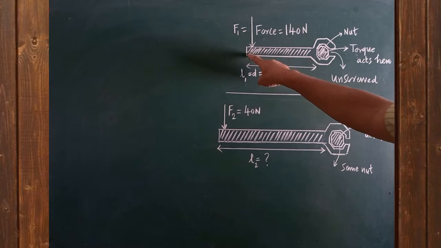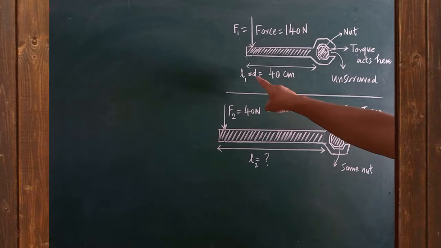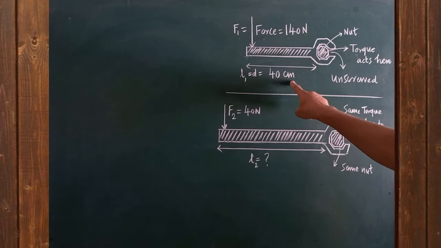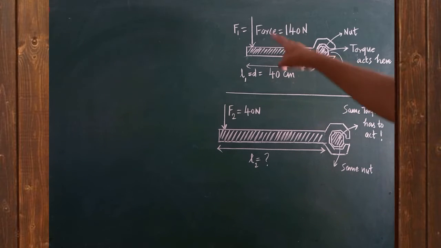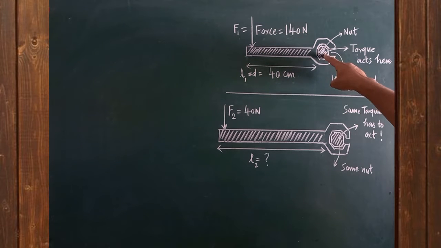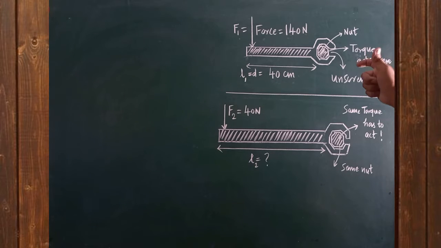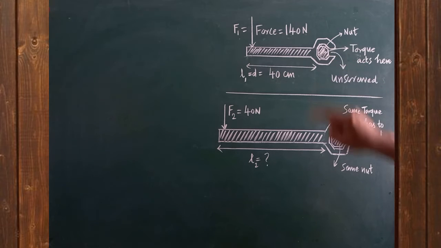Here some amount of force is acting. As per the problem, 140 Newton of force is acting here, and the perpendicular length is 40 centimeter. When you apply the force here, what will happen? The torque, that is the moment of force, will act. The torque will cause the turning effect. Because of the turning effect, the nut can be unscrewed. Are you clear? The unscrewing process takes place because of the turning effect, and the turning effect is provided by the torque. So here we can calculate the torque.